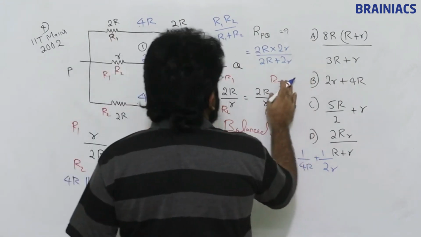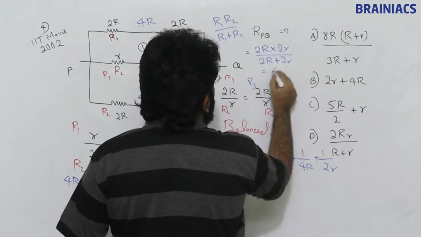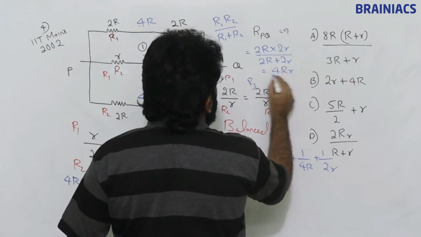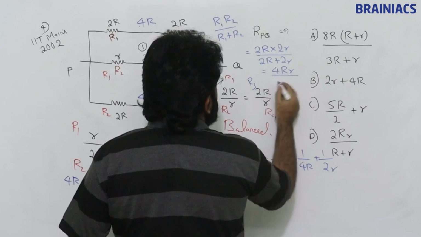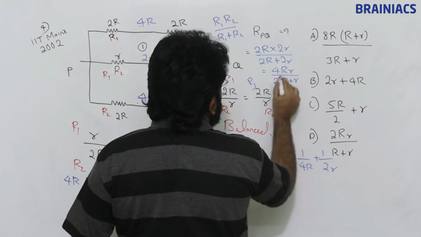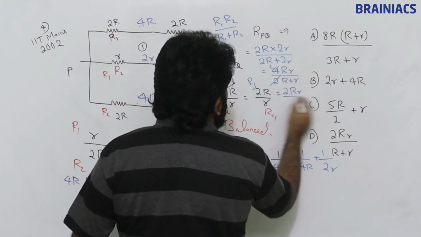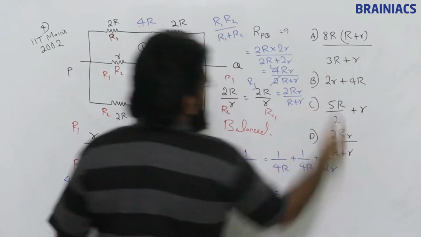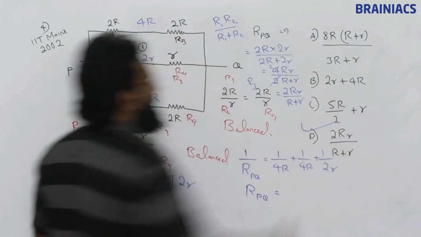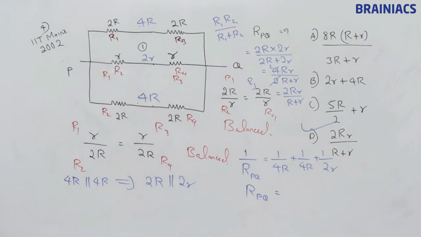So this is equal to 4rr divided by, 2 we will take outside, r plus r. So this and this will be cancelled off. We will be getting 2rr divided by r plus r. Which option? Option D. Okay, asked in JEE Mains. This is a decent question.